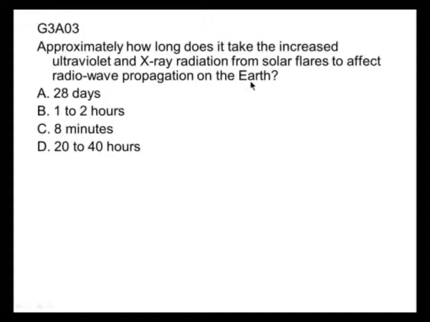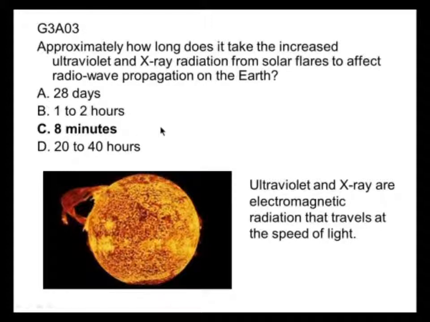Approximately how long does it take the increased ultraviolet and X-ray radiation from solar flares to affect radio wave propagation on Earth? Now this is electromagnetic radiation, the same as light, and it travels at the speed of light, and it takes only 8 minutes to reach the Earth from the sun. Ultraviolet and X-ray are electromagnetic radiation that travels at the speed of light.